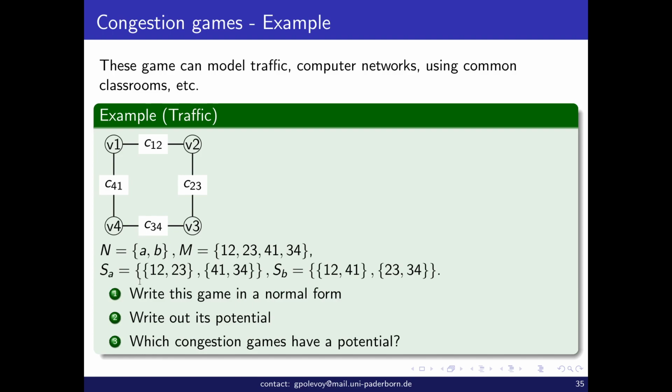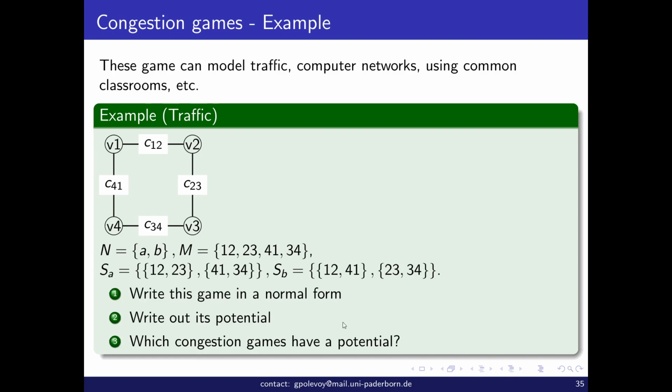And the strategies are as follows. The strategies of player A are those that allow that player to come from v1 to v3, which is either (1,2) and (2,3), going like that, or (1,3) and (3,4), going like that.